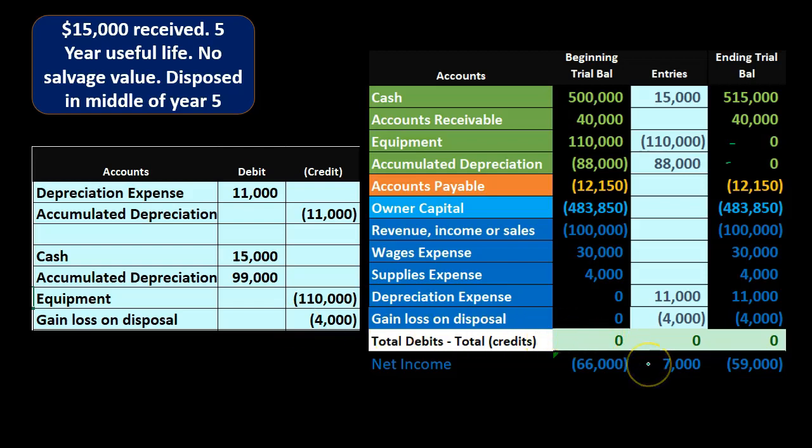The net then being a decrease in net income of the 7,000. So the net income started at 66, which was the 100,000 minus the 30,000 minus the 4,000. It then went down by 7,000 to 59,000. Or in other words, we had net income of 66,000. It went down by the depreciation of 11,000, then up by the gain on the disposal of 4,000 to 59,000.